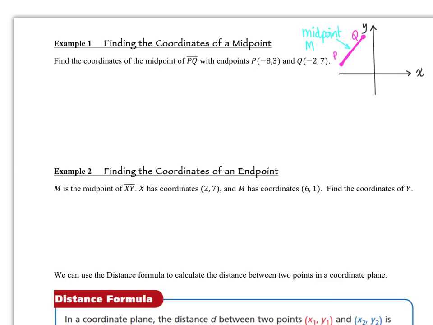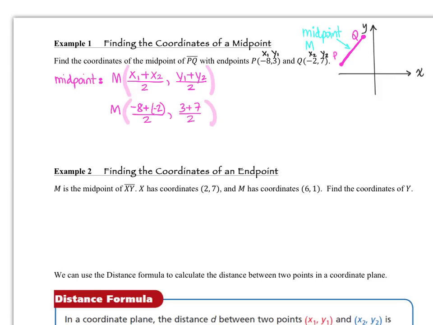And let's go ahead and get started using the formula now that we have an idea of where it should be. First things first, let's write down the formula for midpoint. As we look at the midpoint formula, we remember we're taking the average of the x coordinates to get the x coordinate of the midpoint, and we're taking the average of the y coordinates to get the y coordinate of the midpoint. Let's label the coordinates of points P and Q so that we can plug into our midpoint formula more easily.